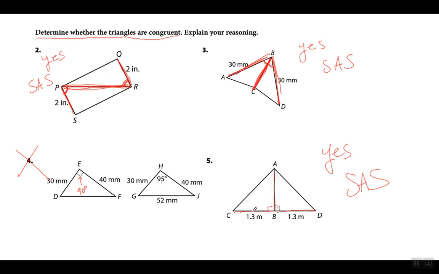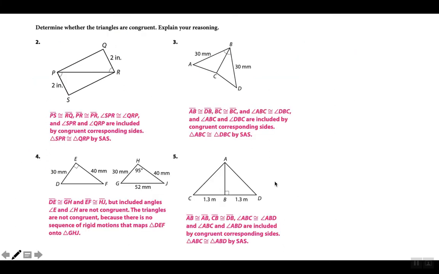So yes, because of side, angle, side. En español, si este ángulo es 90 grados y esto es una línea recta siempre mide 180 grados, así que este también tiene que ser 90 grados. Así que sí son congruentes por lado, ángulo y este lado que tienen en común los dos triángulos. Lado, ángulo, lado. All right, there are your answers.